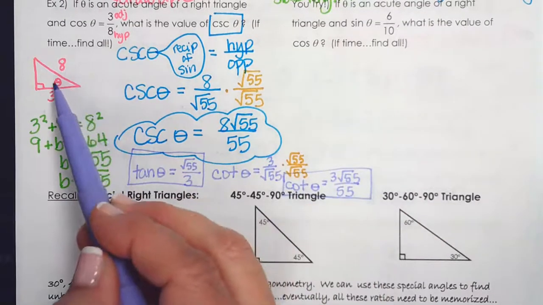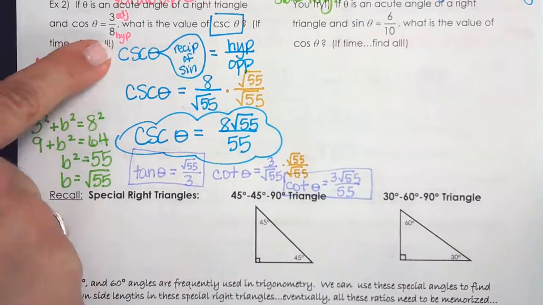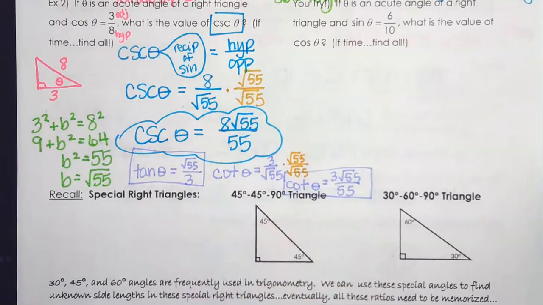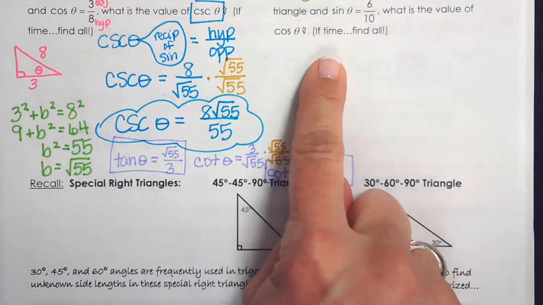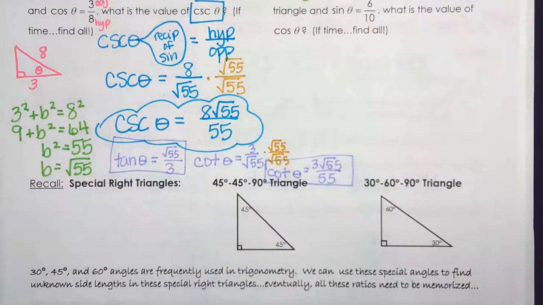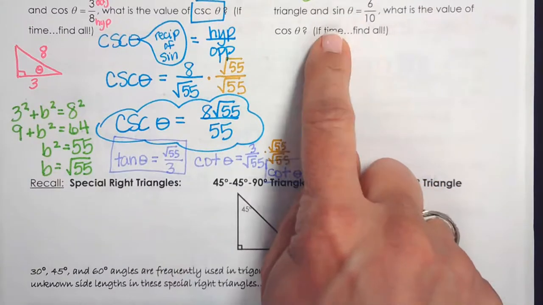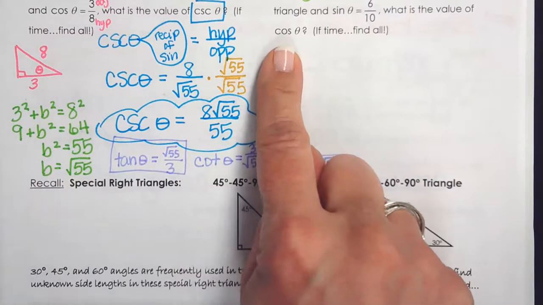And you could find the other values as well very easily. The sine is the opposite over hypotenuse, root 55 over 8. The secant is the hypotenuse over adjacent, 8 over 3. I just want to review that idea of rationalizing with you, okay? So now that we've done example 2, why don't you guys try this try question. There's less work for you to do in this one. It says if theta is an acute angle of a right triangle and the sine of theta is 6/10, what is the value of cosine of theta?